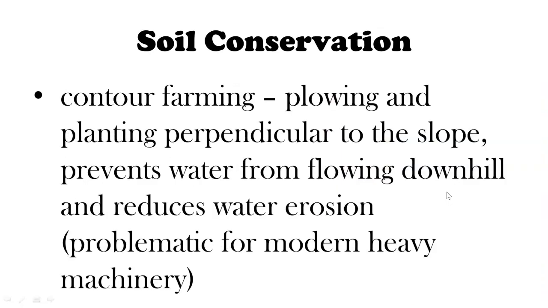Similar to terracing is something called contour farming. This is a process where a farmer will plow and plant crops perpendicular to the slope of a hill. And we talked about previously how plowing parallel to the slope of a hill can increase water runoff by creating little channels that the water can flow through. So contour farming will prevent the water from flowing downhill and also reduce water erosion. The problem with this method is that modern heavy machinery that's used in farming has a tendency to tip over when it's used parallel to the slope.